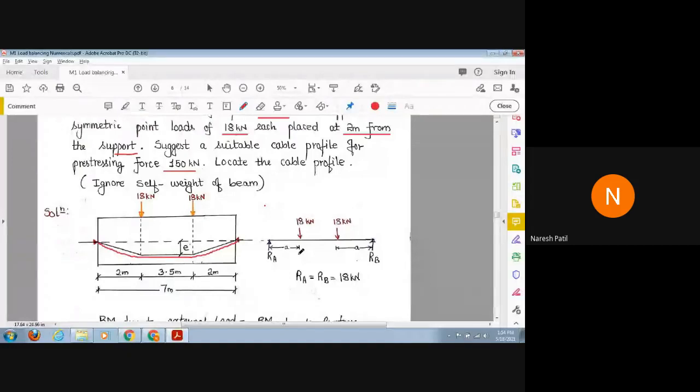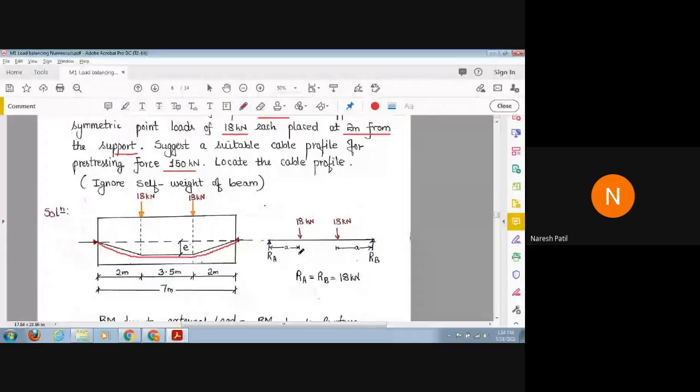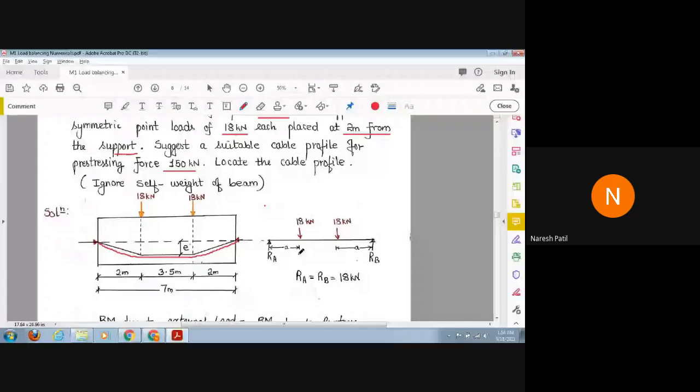Because the bending moment due to two concentrated loads will be in trapezoidal shape, the cable profile should be given in the same shape. So I have given the trapezoidal shape. Does anyone have doubts in this? I have already told you that to suggest a cable profile, you do it with respect to the bending moment diagram. So if no one has doubts, we'll move on to the next.